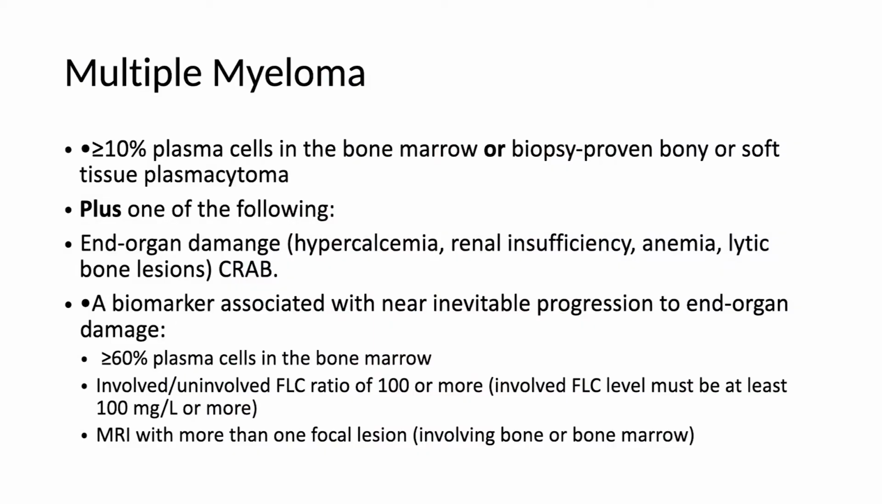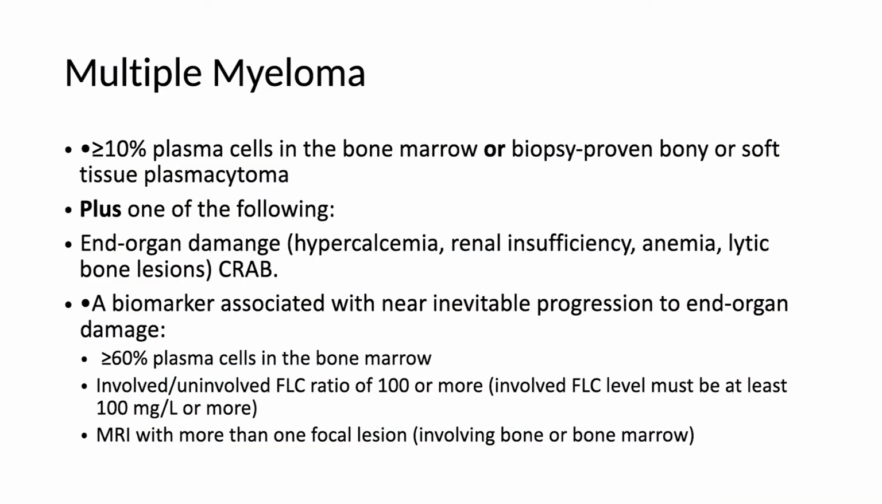So what is multiple myeloma? Multiple myeloma requires more than 10% plasma cells infiltration in the bone marrow or biopsy-proven tissue plasmacytoma, plus one of the following. It's very important to know that it has to be an end organ damage involved in multiple myeloma, besides having 10% or more of plasma cells. End organ damages are hypercalcemia, renal insufficiency, anemia, lytic lesions, abbreviated as CRAB, to remember.